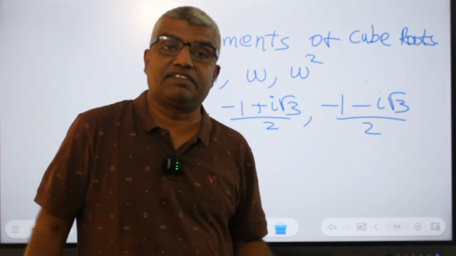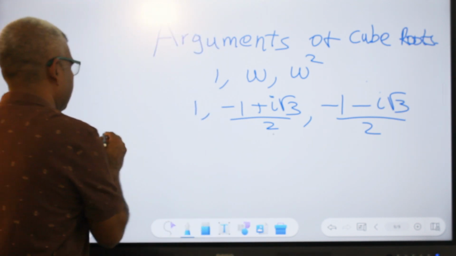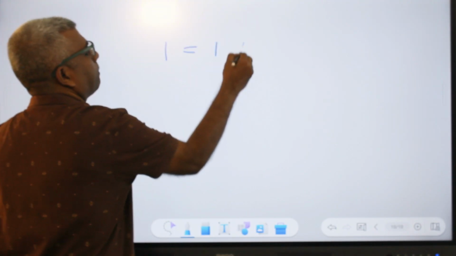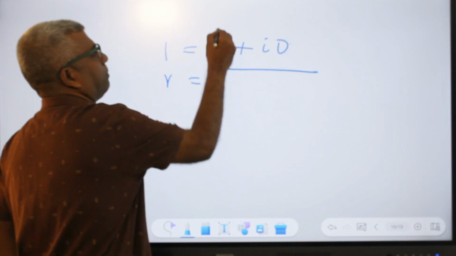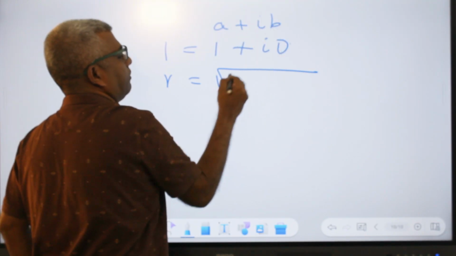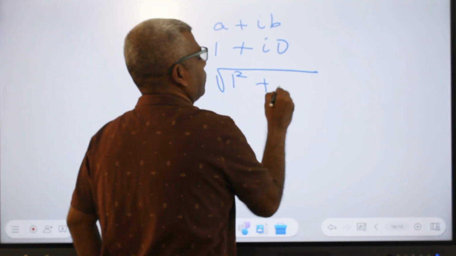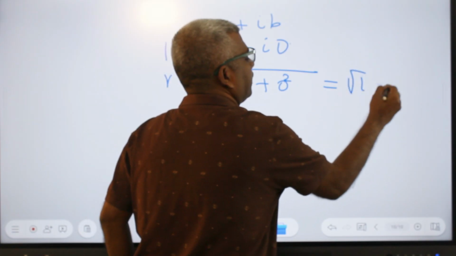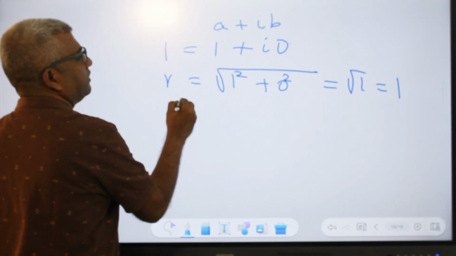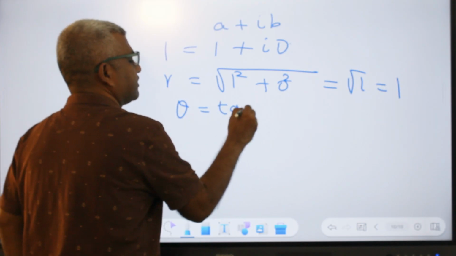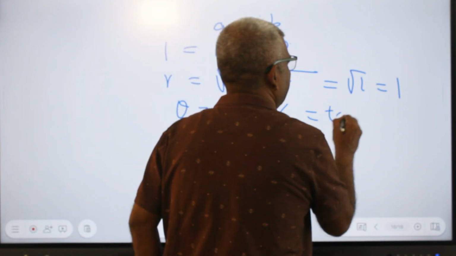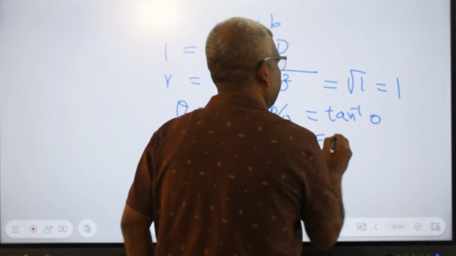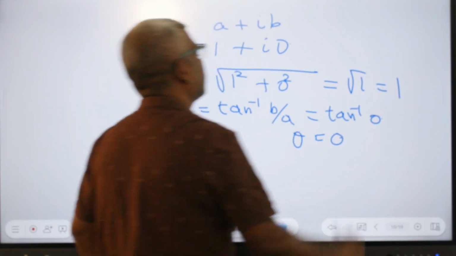How to find the arguments? First, 1 is equal to 1 plus i0. What is r? r is the square root of a squared plus b squared, in the a plus ib form. So 1 square plus 0 square is 1, so r is 1. What is theta? Theta is tan inverse b by a. b is 0, tan inverse 0 is 0, so theta is equal to 0.